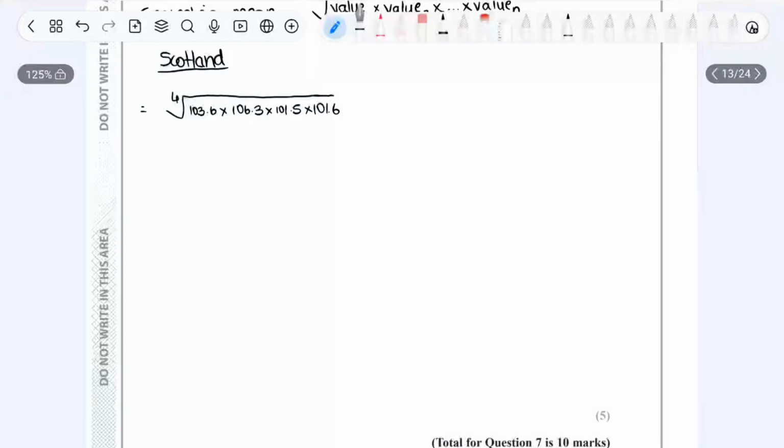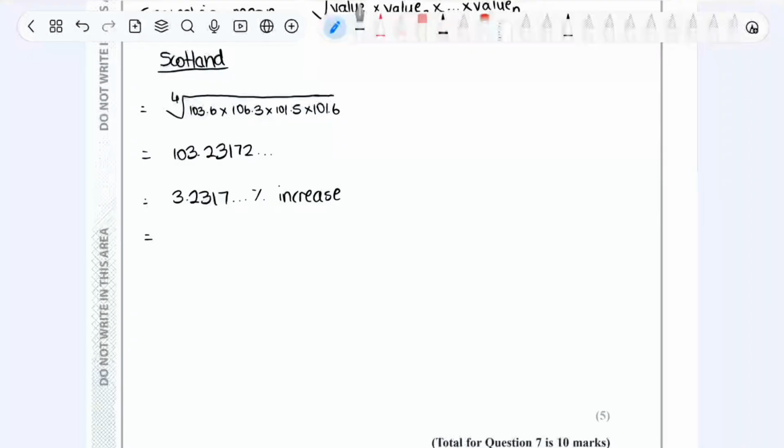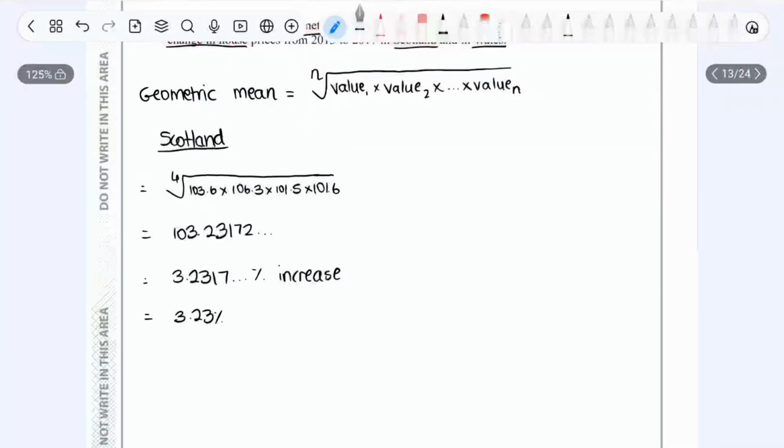And I'll go ahead and I'll type this into my calculator. And I end up with this value, 103.23172 blah blah blah, and this is the equivalent of 3.2317 and so on percent increase. I'll round it to 3 significant figures, so I'll do 3.23% increase.